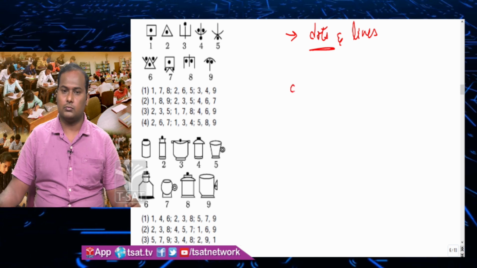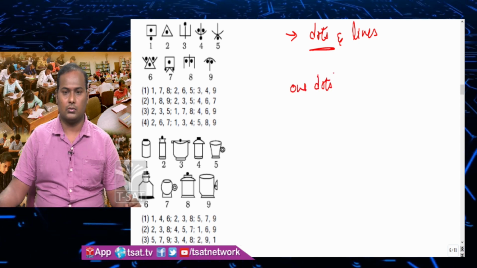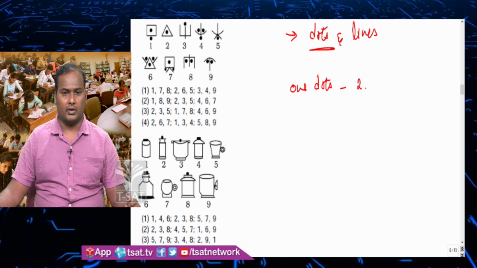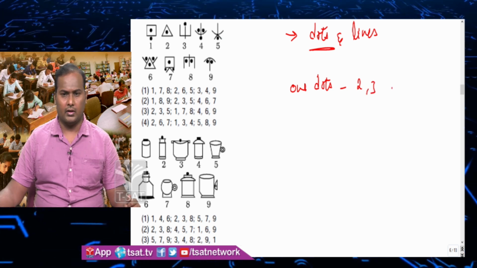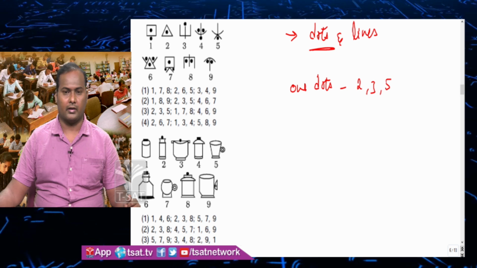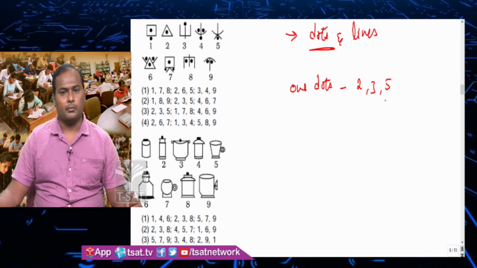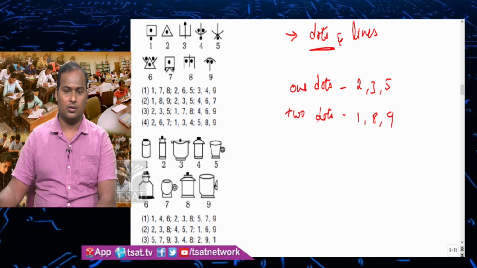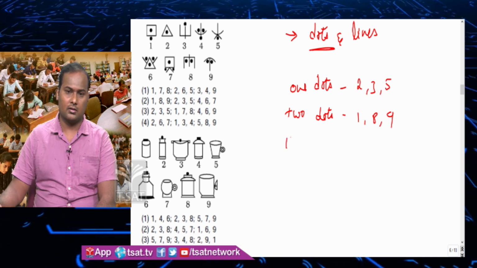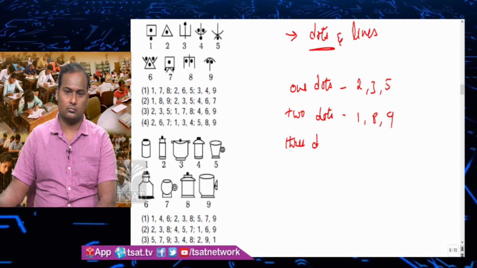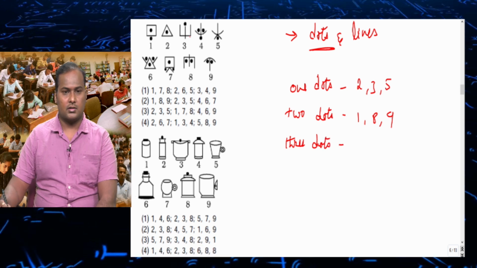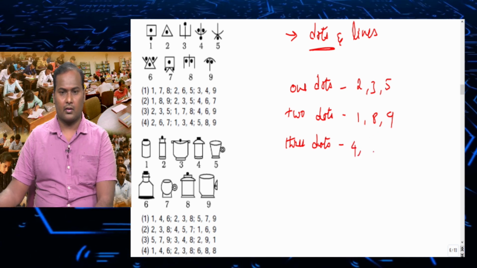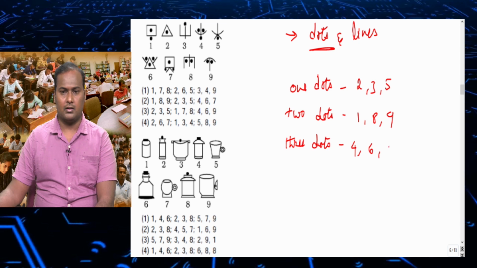So 1 dot. How many figures are having 1 dot? The moment you see this, figure 2, figure 3 and figure 5. So 2, 3, 5 I can form one group based on dot. Next one is 2 dots. I can classify figure 1, 8, 9 based on 2 dots. And finally the last one is 3 dots. See, 3 dots are present in figure 4, figure 6 and figure 7.